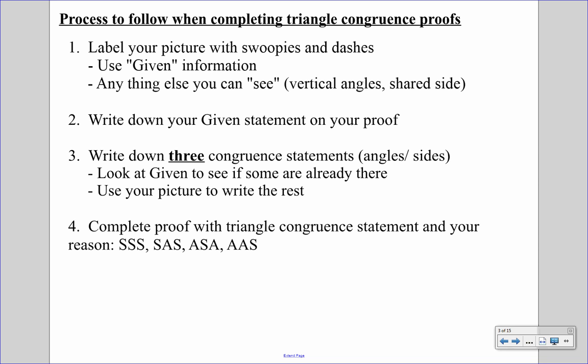So the first step is to label your picture with swoopies and dashes. We've been doing this for 2 days, so you should be more comfortable doing this. You use any given information, and then anything else you can see, like your vertical angles or your shared sides. Number 2, you write down your given statement on your proof. You always start your proof with a given statement. Number 3, you write down 3 congruent statements, either angles or sides, and you look at your given to see if some are already there, and you use your picture to write the rest. And you're going to see how this works at the very end.